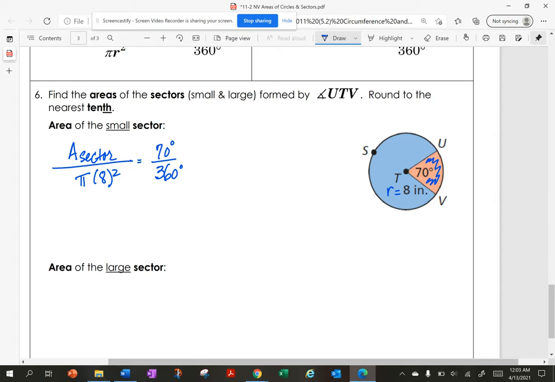So the area of this sector, I'm going to cross multiply: pi 8 squared times 70 and divide by 360. And we are rounding to tenths. So area is approximately 39.1 inches squared.